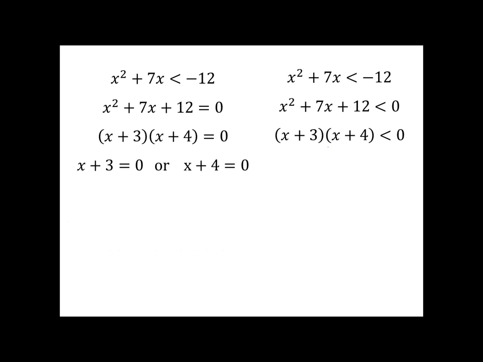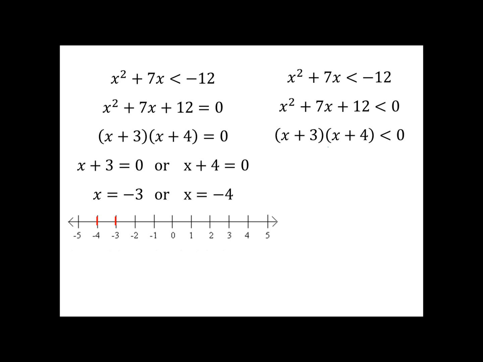So let's go ahead and solve the equation. So we set the factors equal to 0. And we solve. So we have x equals negative 3 or x equals negative 4. Now again, this creates three regions on the number line. The region before negative 4, the region between negative 4 and negative 3, and the region after negative 3.